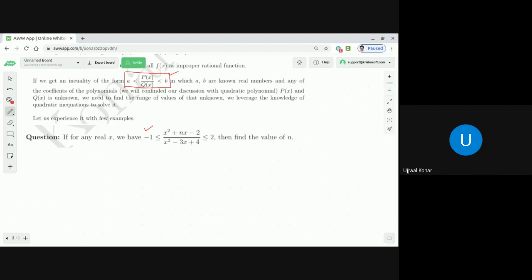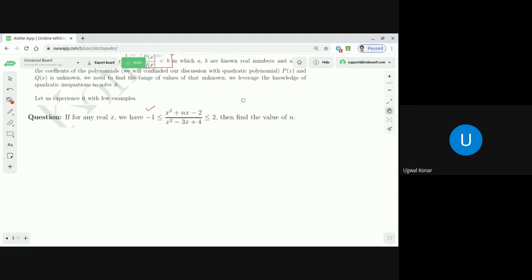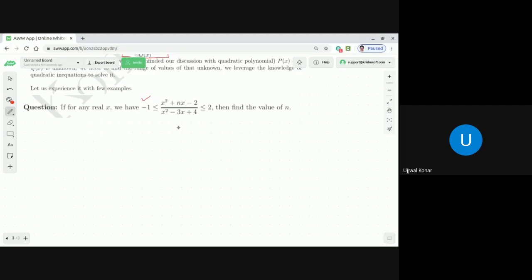You tell me one thing, dear students. A general mistake students make is that whenever we get something like -1 less than or equal to (x square plus nx minus 2) divided by (x square minus 3x plus 4) less than or equal to 2, we have a tendency to multiply everything with x square minus 3x plus 4, so that there is no numerator by denominator. But that is wrong. Why? We are not sure whether x square minus 3x plus 4 is greater than 0 or less than 0. Correct or not, dear students?